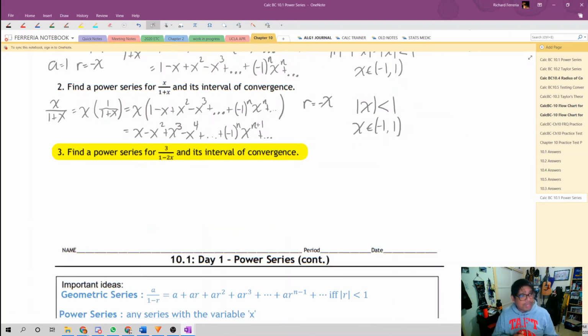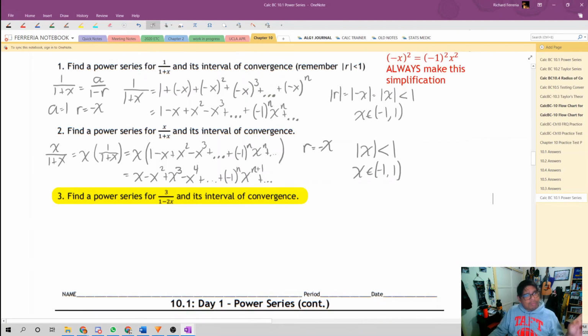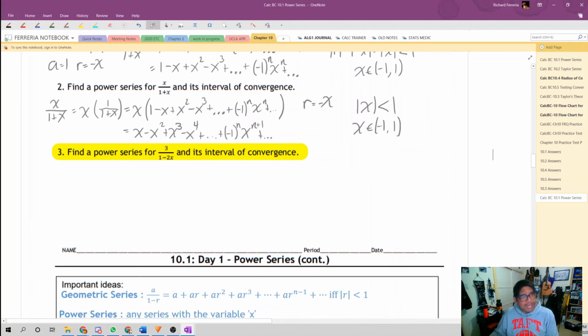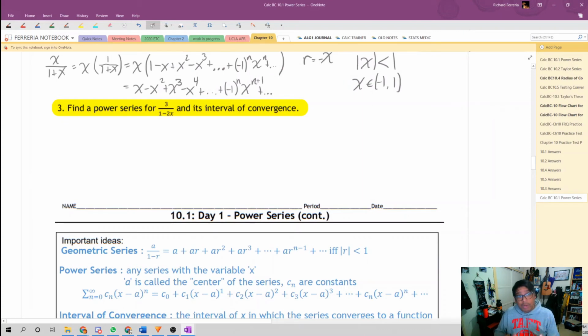For our last question here, we've got 3 over 1 minus 2x. We can't really tweak either number 1 or number 2 to fit and make 3 over 1 minus 2x. So we'll start over from the beginning again, and we'll equate that with the sum of any geometric sequence. This equality is only going to hold true if a is equal to 3 and r is equal to 2x. So that's enough for me to make my series.